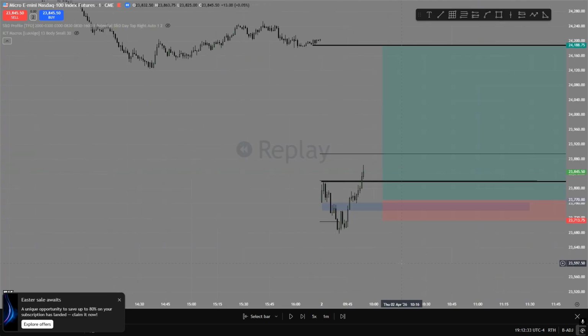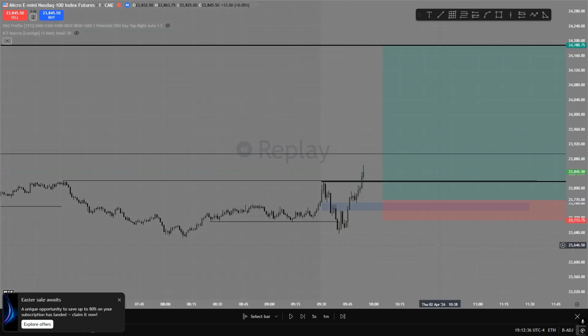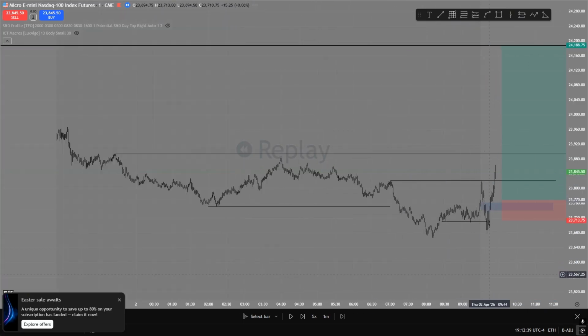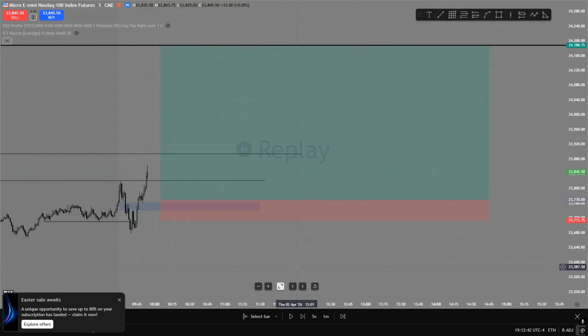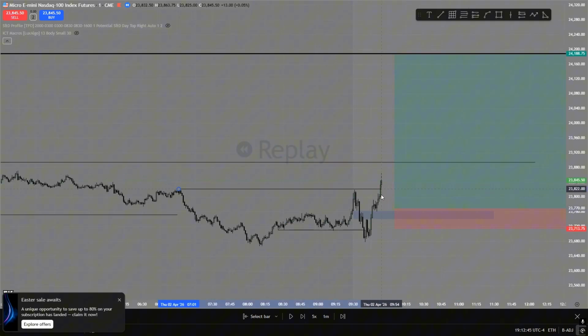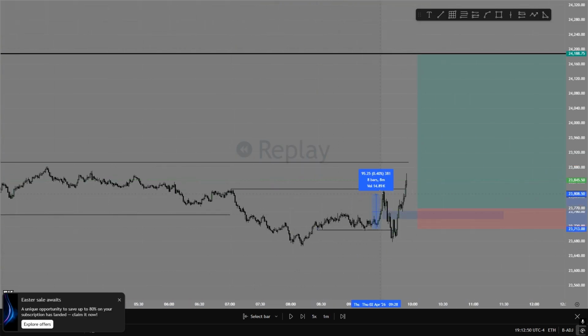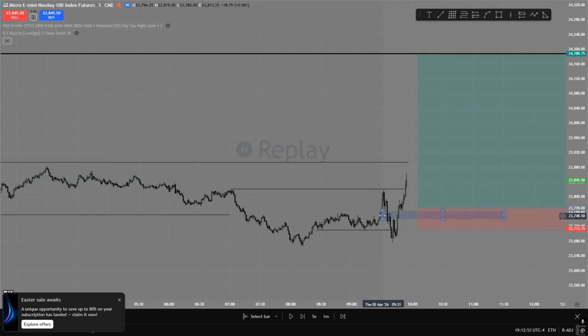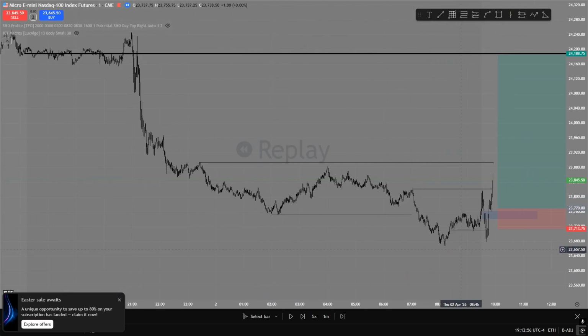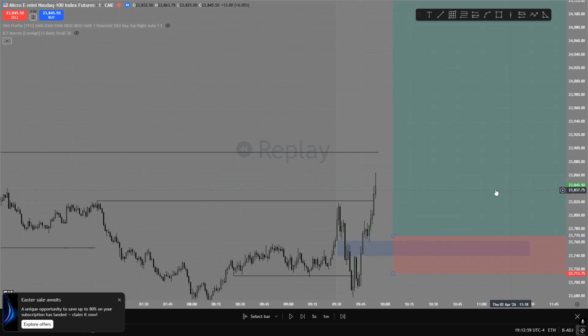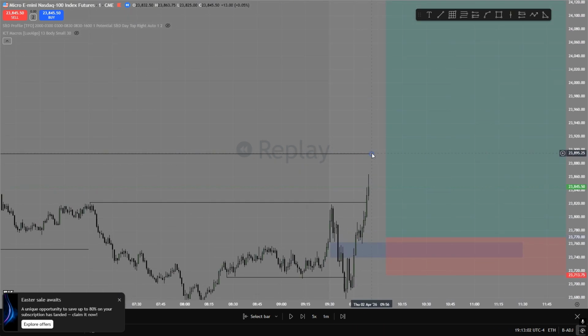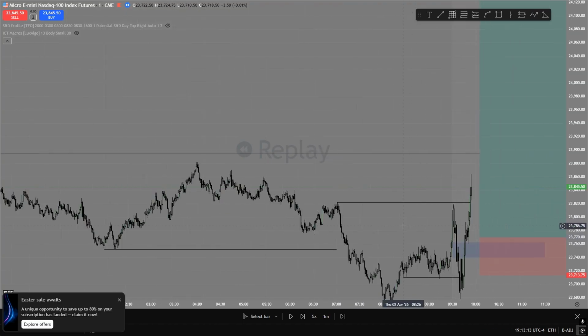So overall, there was just no high quality entry for me that was within my requirements for a setup. I felt really confident coming into the morning, not coming into the morning, but after this move happened here, that we were going to move. However, my setup wasn't there, so I didn't take anything. I was a little bit frustrated, and to me, that showed me that I am still attached emotionally to the outcome of what happens, which is not what I want to be doing in the market.